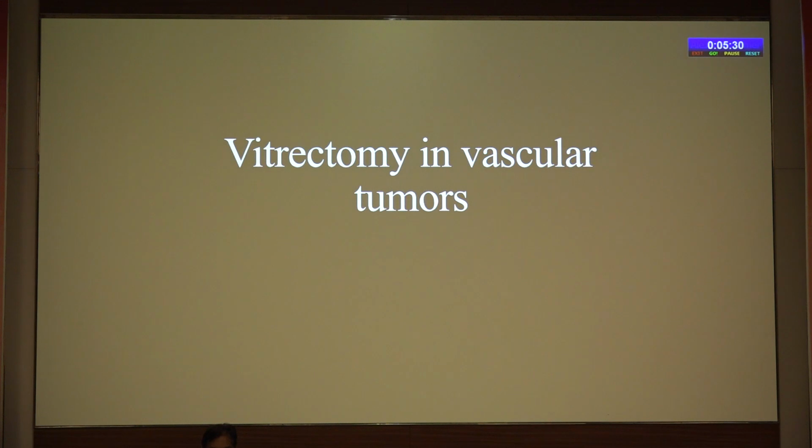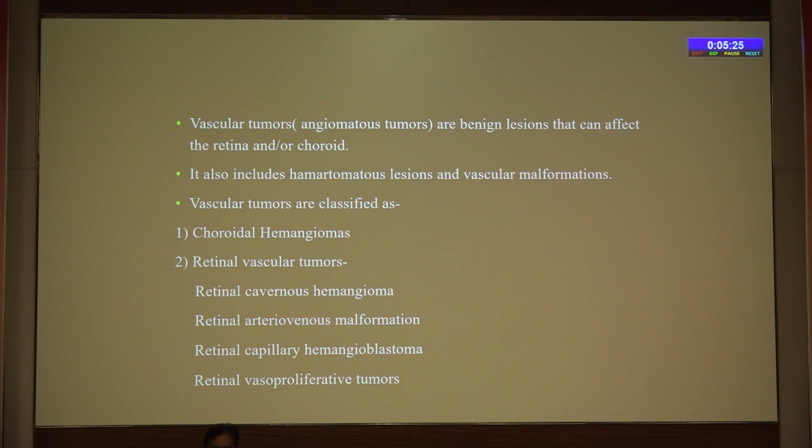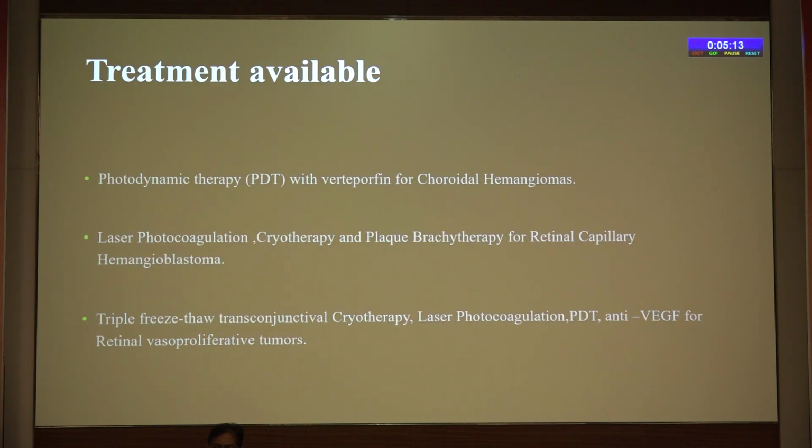So vitrectomy in vascular tumors is the next topic of today, and there are various vascular tumors. We know choroidal hemangiomas or retinal vascular tumors: retinal cavernous hemangiomas, AV malformations, retinal capillary hemangioblastomas, and retinal vasoproliferative tumors. Various treatments are available: photodynamic therapy, laser photocoagulation, cryotherapy, and plaque brachytherapy for retinal capillary hemangioblastoma. Triple freeze-thaw transconjunctival cryotherapy, laser photocoagulation, PDT, and anti-VEGFs for retinal vasoproliferative tumors can be done.